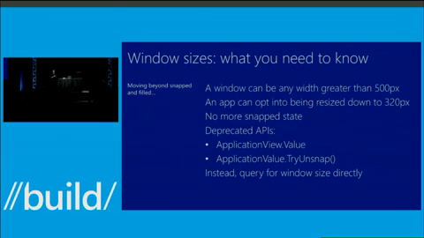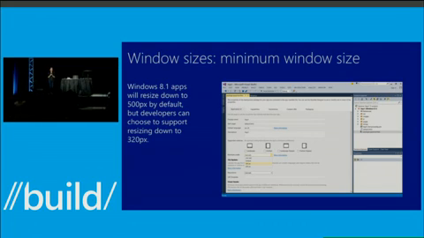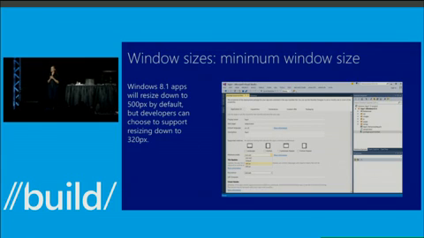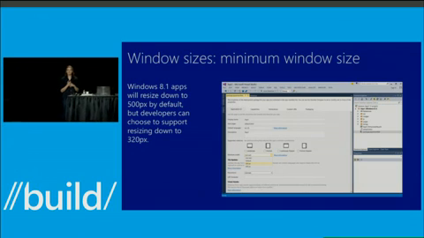But can you set your minimum to be, say, 400 pixels, or is it only 500 or 320 that you can set as the minimum? 500 or 320. And let's take a look at what that looks like in the app manifest. If you decide to support down to 320, you can set the minimum width as 320 in your app manifest. And Visual Studio has a great designer for that app manifest, and it's very easy to see what you're choosing there. And by default, as I said, 500 is what it'll be sized down to. Does that answer your question?